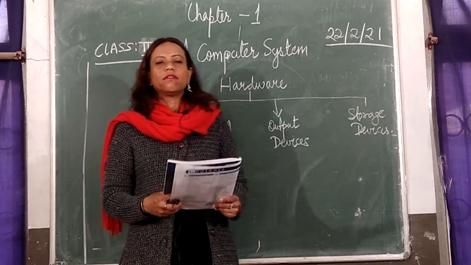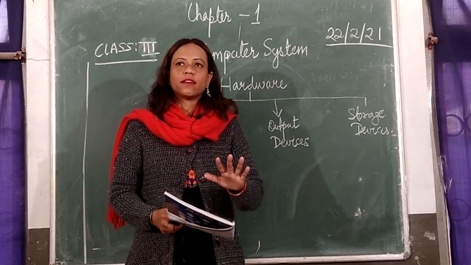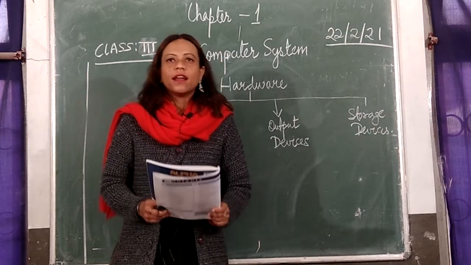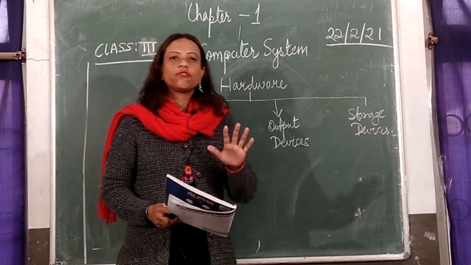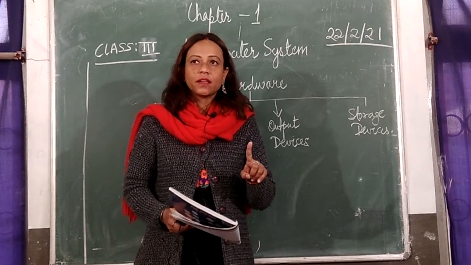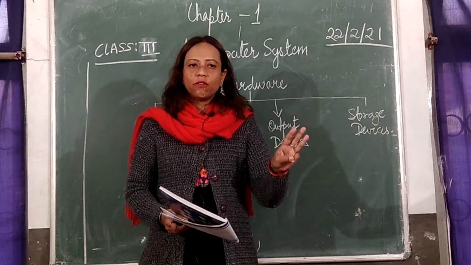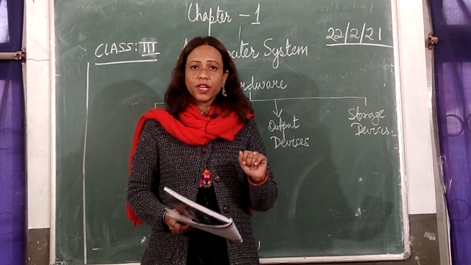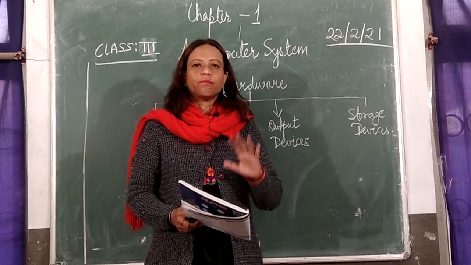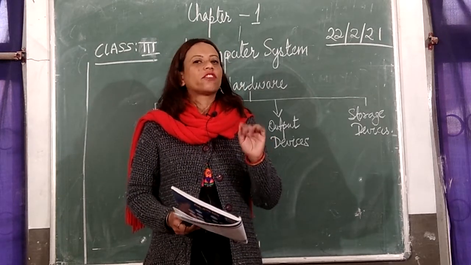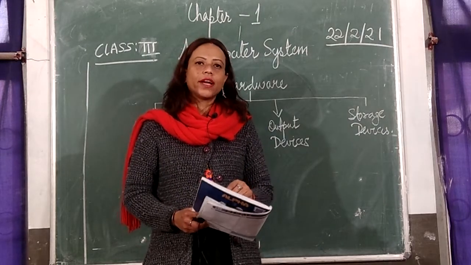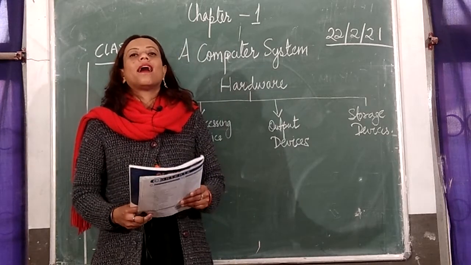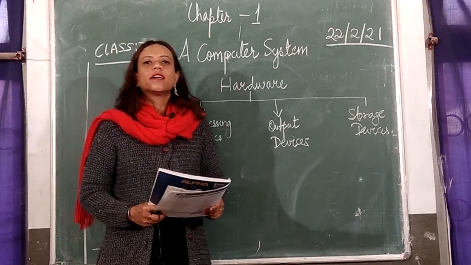Parts of the computer which you can touch physically are known as your hardware. Like the parts of the computer which you can touch are monitor, keyboard, mouse, CPU, UPS. These are the parts of the computer which you can directly touch with your hand. So these parts are known as hardware parts of the computer.